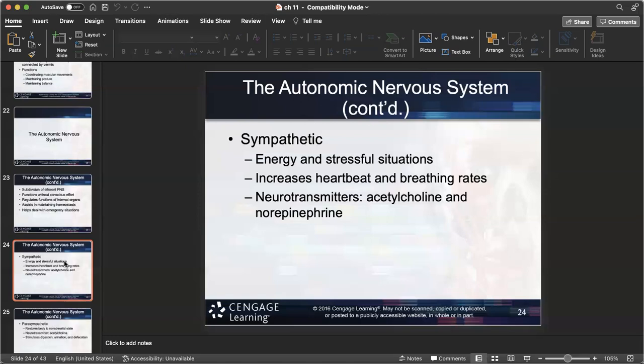There are neurotransmitters, specific ones that drive this sympathetic response. These are acetylcholine and norepinephrine, also known as noradrenaline. Adrenaline and epinephrine are synonymous.